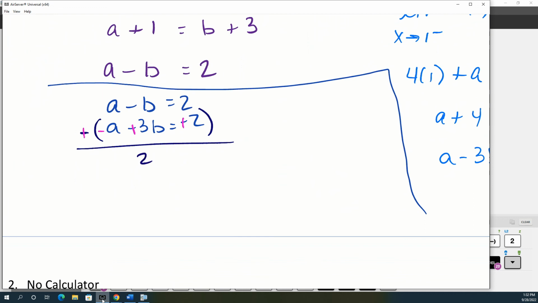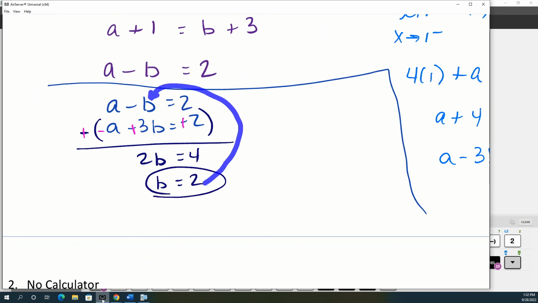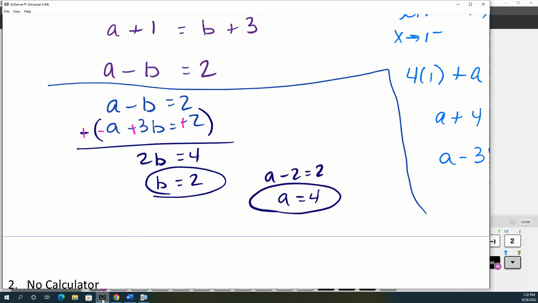And I'm going to get 2b equals 4, so b is equal to 2. And then I can take that and put it here, or I could put it here. It's a little easier to do in the first one. So a minus 2 equals 2, so a is equal to 4. Okay, so that's how you do the free response question number 1.